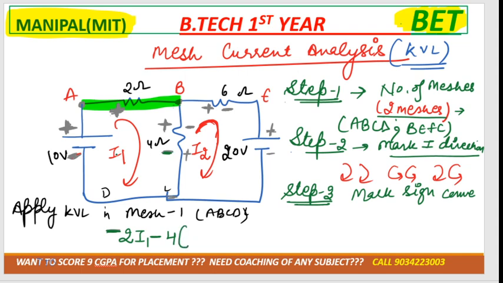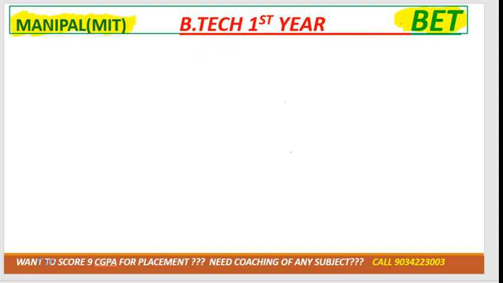And current is from this side I1 is flowing and from this side I2 is flowing. As you can see, both the signs are opposite, means current is moving in the opposite direction, right? I1 is moving B to C, but I2 is moving C to B. If currents are moving in the opposite direction, then they can be subtracted with each other, but if currents are moving in the same direction, then they'll add with each other.